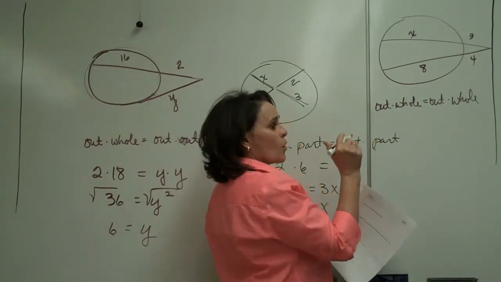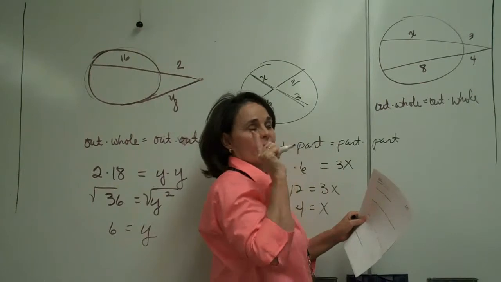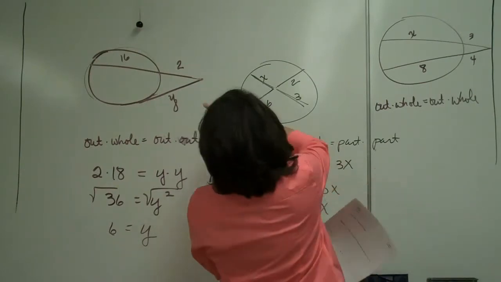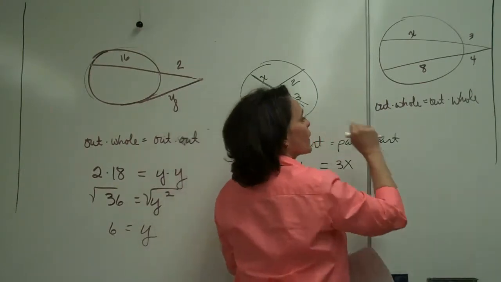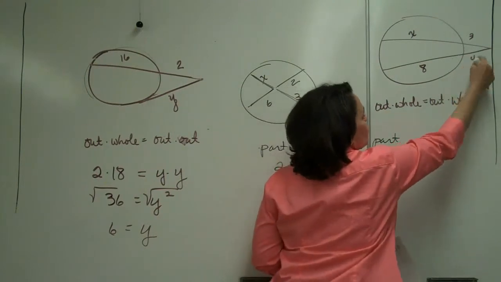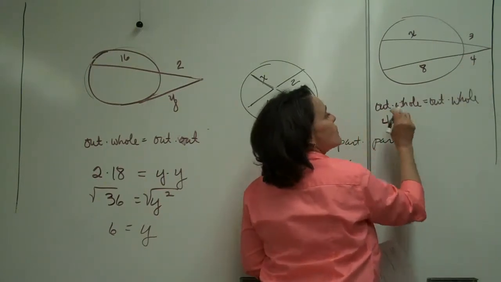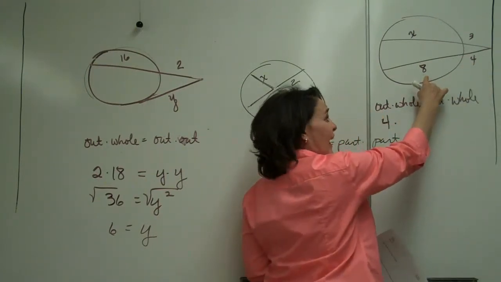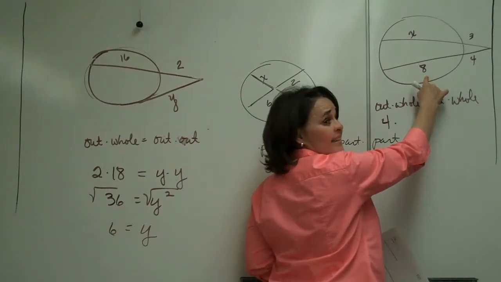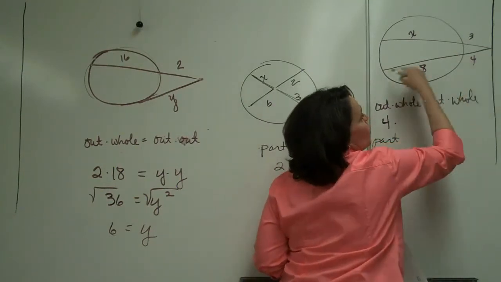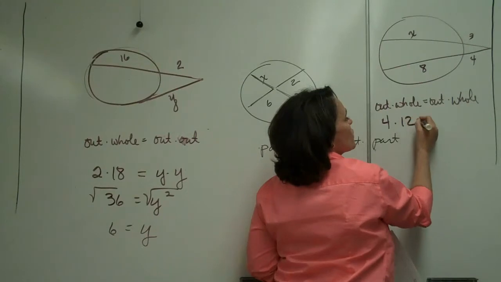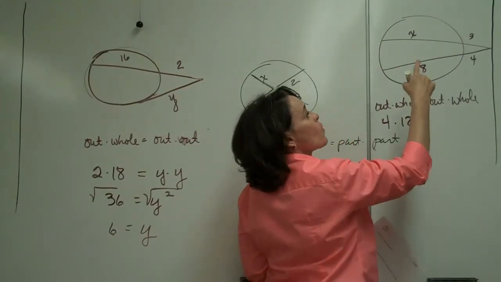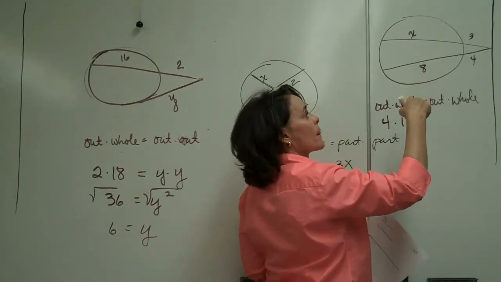Out times whole. Remember, there's a common mistake, and you're not going to make it, because we learned about it over here. So we're going to say out, which is 4, times whole. Is whole 8? No, it's not. Whole is 4 plus 8. So 4 times 12 is equal to 3 times.